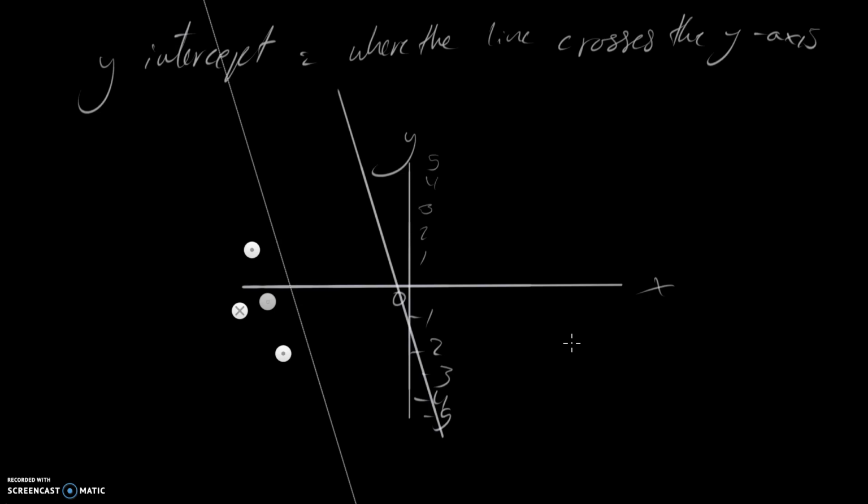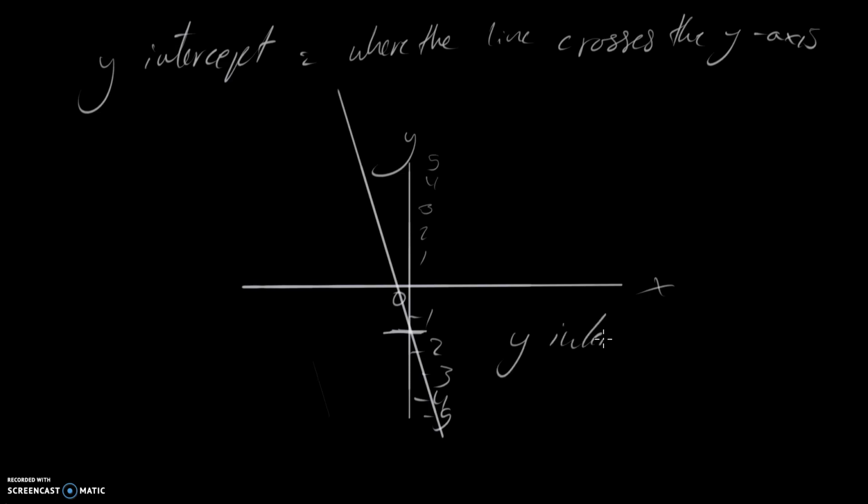So we can see that this line arrives at the negative y section. And we can clearly tell that it crosses between -1 and -2. So we can make the inference that the y-intercept is -1.5.